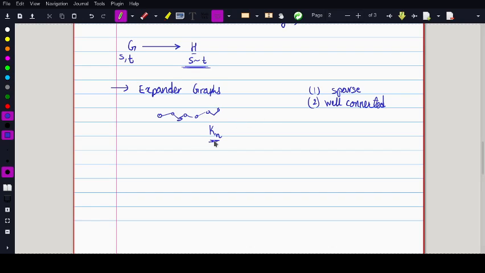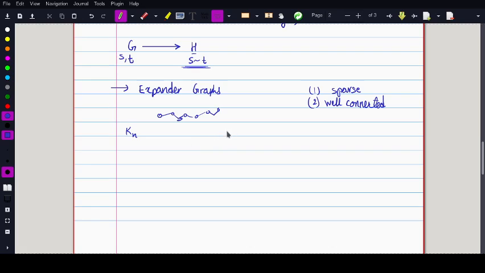It's the least sparse graph actually. I think I made some mistake. So Kn, the complete graph on n vertices, is the least sparse graph because we have every possible edge in it, but it's very highly well connected because you can go from any node to any node in just one step.